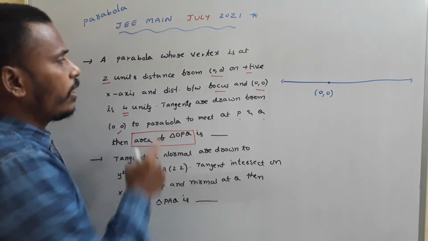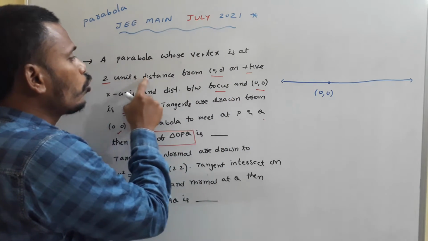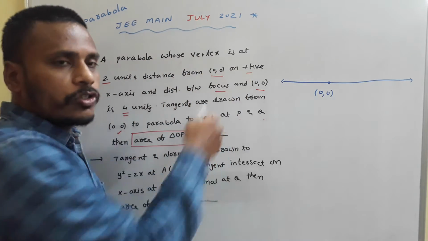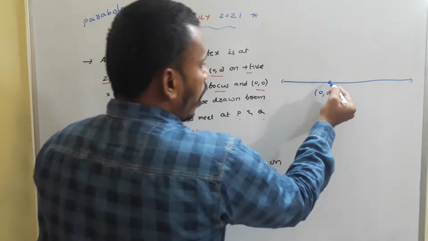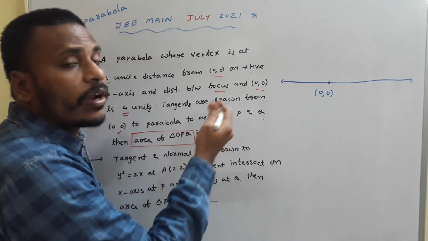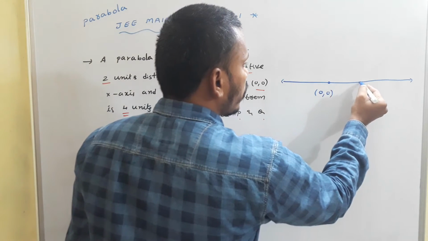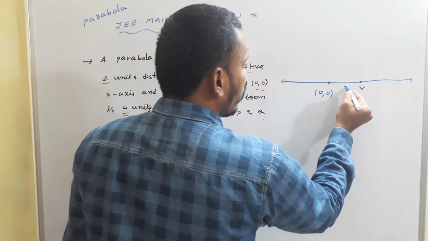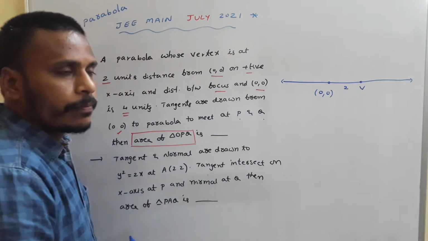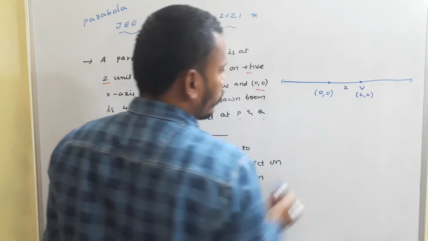As the question is saying, parabola whose vertex is at 2 units distance from origin on positive x-axis. That means the vertex is at 2 units distance from origin, and not on the left side but the right side, because on positive x-axis. So we need to move 2 units distance right side. Okay, so this distance is 2 units. And we know these coordinates are 2, 0.